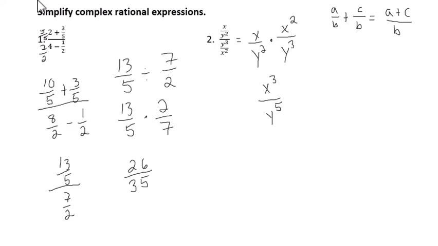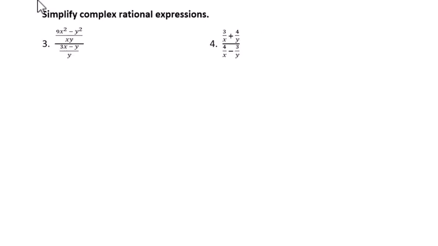Let's look at some more examples. All right, so as you see here, we have one fraction over another fraction. So we can go ahead and just change that to 9x squared minus y squared over xy times, I'm going to put that y on top, and the 3x minus y.